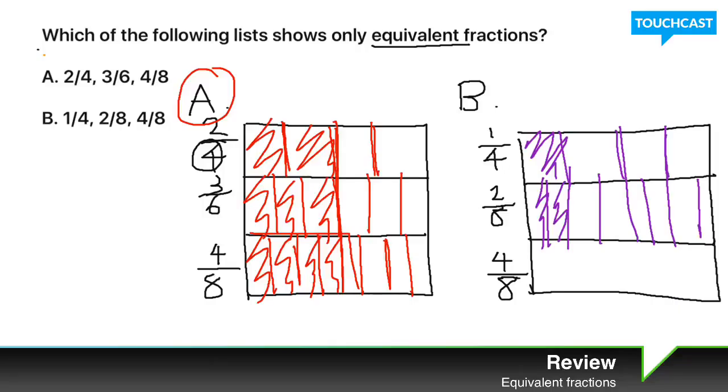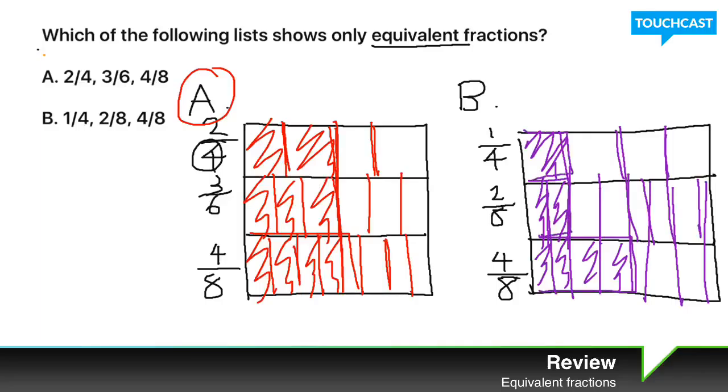Alright, let's look at the last one. Eighths again. Boom. Copy, copy, copy, copy, copy, and copy. 1, 2, 3, 4. Gasp. They are not equivalent. Even my super sloppy fraction bar can prove that. So B is not the correct answer. The correct answer was A. Nice job if you got it right the first time. And that's enough of that.